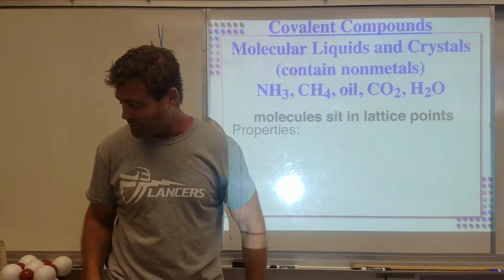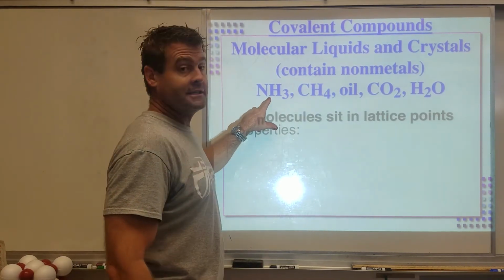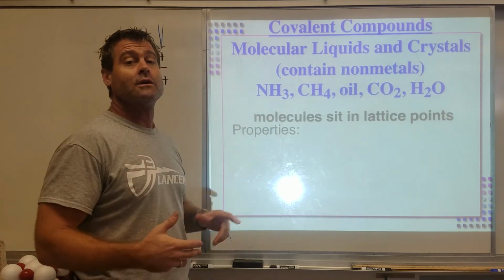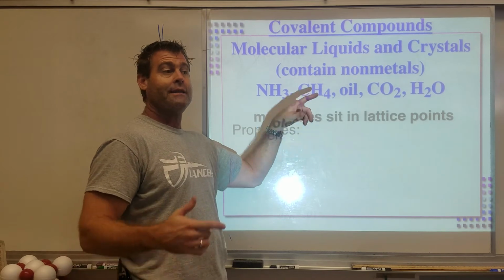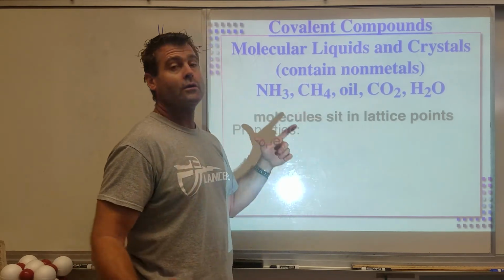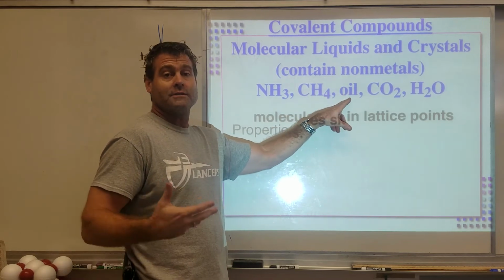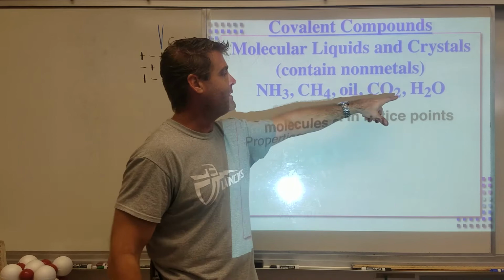So, covalent compounds. Here are some common covalent compounds. Notice NH3, that's ammonia. That's your active ingredient in Windex, for example. CH4, that's methane. That's the gas that we use in the Bunsen burners when you return to school. Oil or gas are hydrocarbons, a lot of hydrogen and carbons. Carbon dioxide, what we're breathing out, and then we know water.